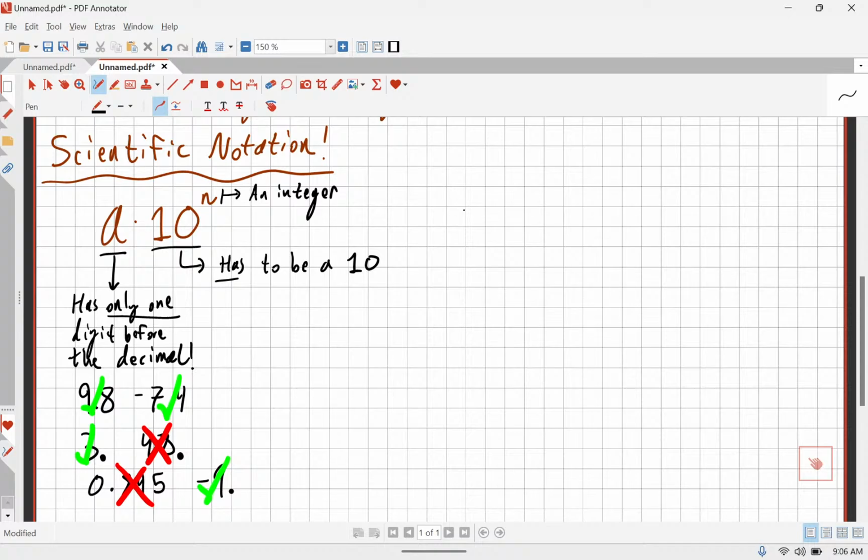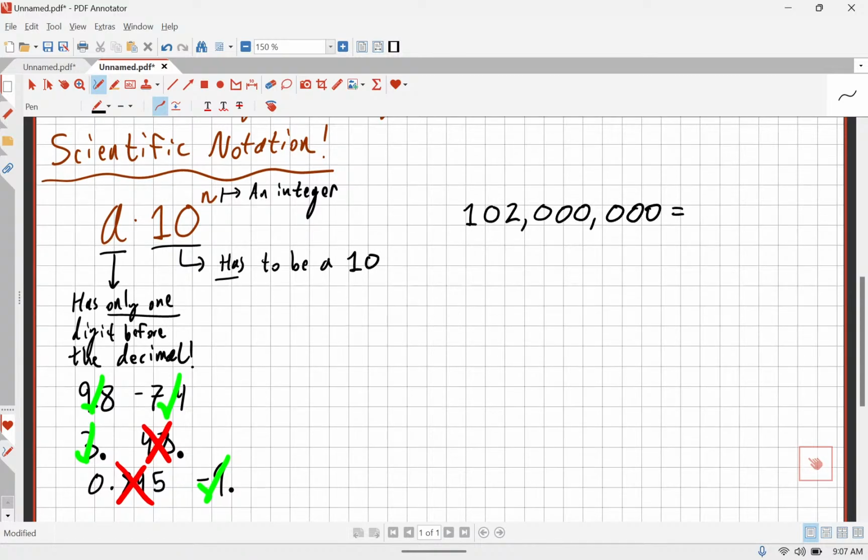So let's see here, guys. Let's write 102 million. That's 102,000,000. Will you write that in scientific notation for me? In fact, let's make it a negative 102 million. Let's say that's how much you owe your sister. Negative, you owe your sister $102 million. So when I say teach, I want you to say, okay, how can I write that so it follows the rules? There's only one digit before the decimal. It's got a 10, and its exponent is an integer. Give it a shot, and here we go.